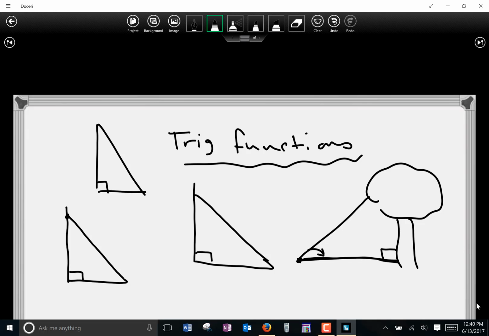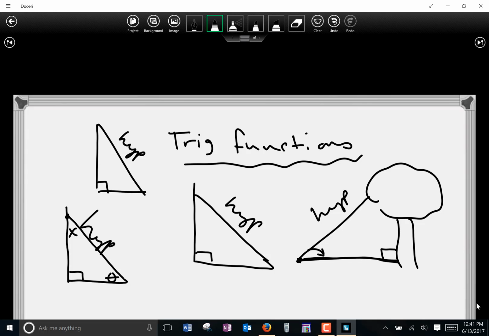Remember, once you get your picture drawn, the side across from the right angle is the hypotenuse. So all of these have hypotenuses. If you're using your 6 trig functions, pay attention to the angle that they're asking you about. If they say the angle with the ground, they're talking about the angle down here. If they say the angle at the top, they might be talking about this angle up here.